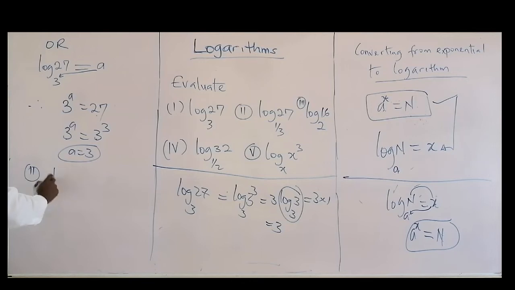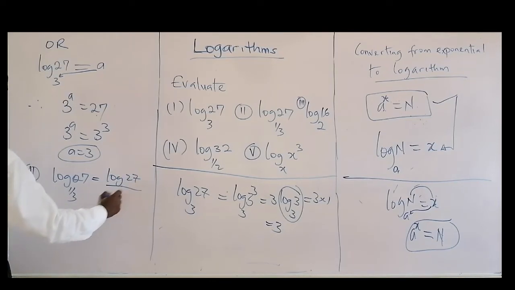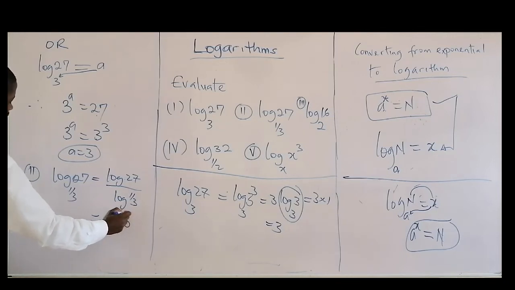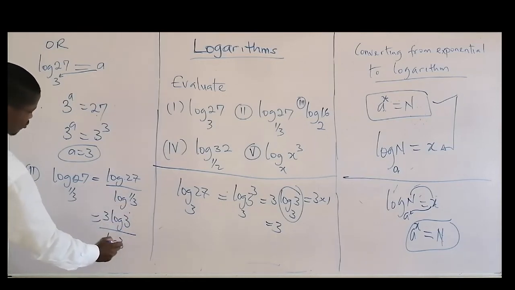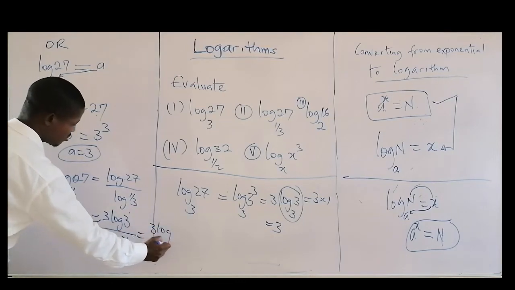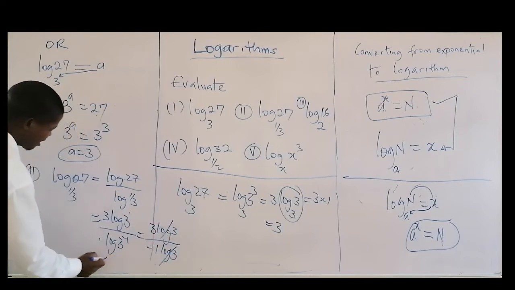Number two, log 27 base 1 over 3. There are many ways also. You can use this method, log 27 over log 1 over 3. And this will be log 3 power 3, and the 3 will come here, all over log of 1 over 3, which is 3 to the minus 1, and this minus 1 can come to the front. Then you have 3 log 3 over minus 1 log 3. So this one we cancel.